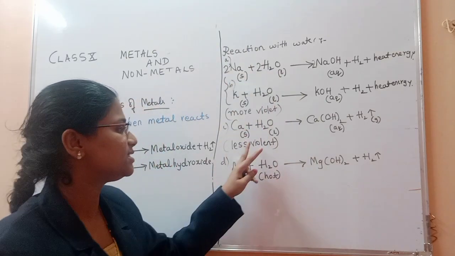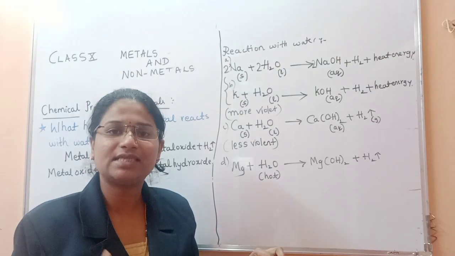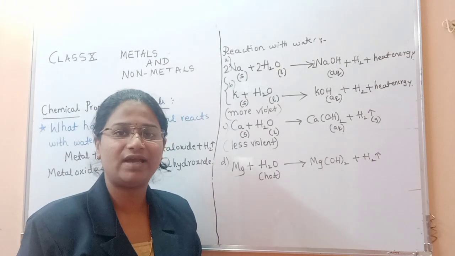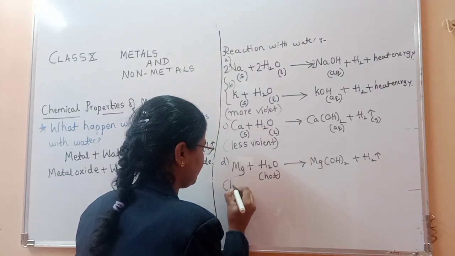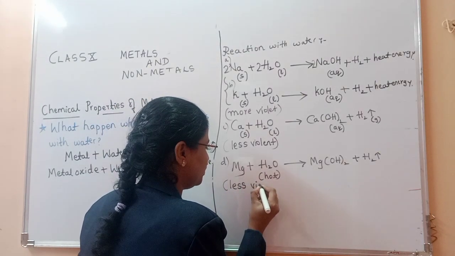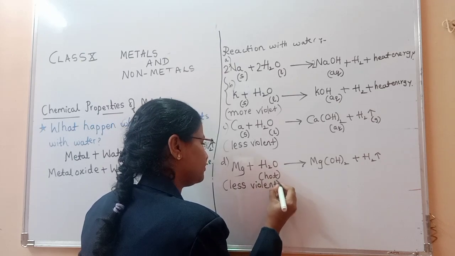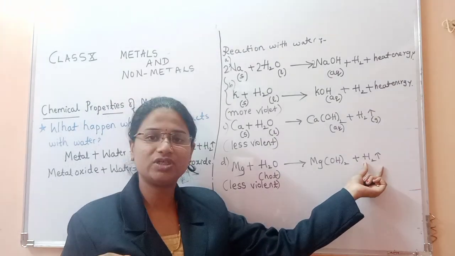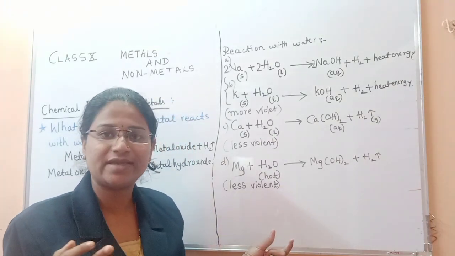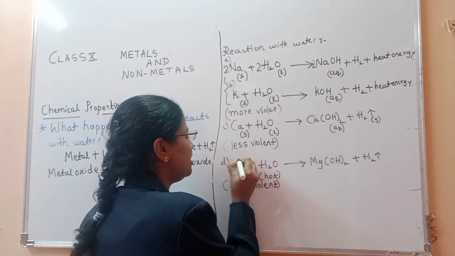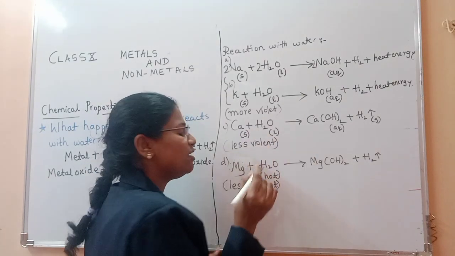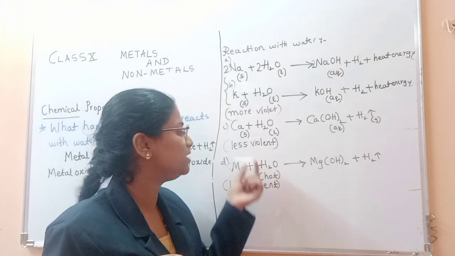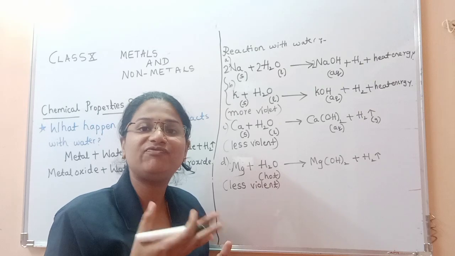In both the cases, like C and D, heat is evolved, but it is not so much that the hydrogen will catch fire. These are less violent. Whatever hydrogen gas is released will not catch fire. The bubbles of hydrogen gas will combine with the magnesium or with the element, so that calcium and magnesium will be floating.